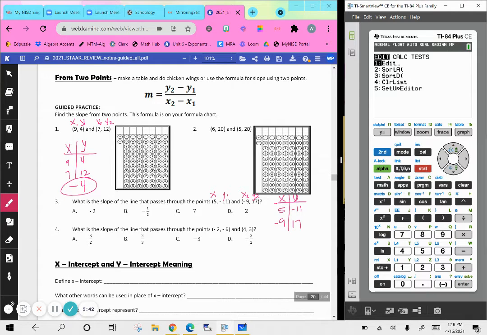And then I'm going to say stat, calc, and linear regression, which is number 4. Then we just hit enter until it brings it up, and our slope is -2. Okay? You guys can try these other ones here.